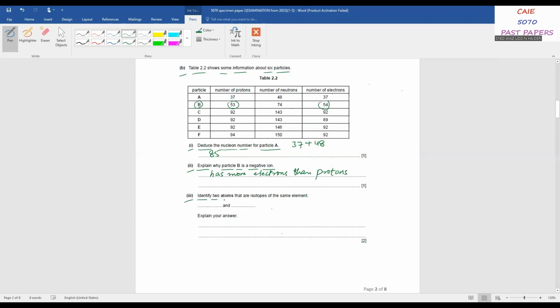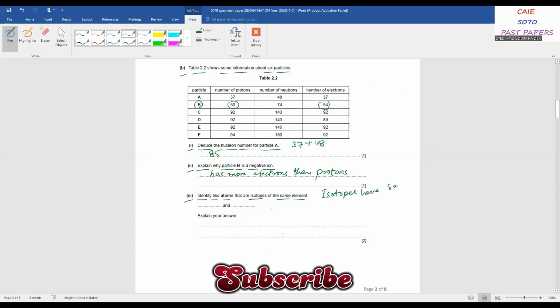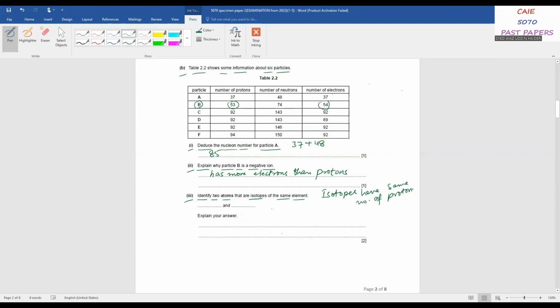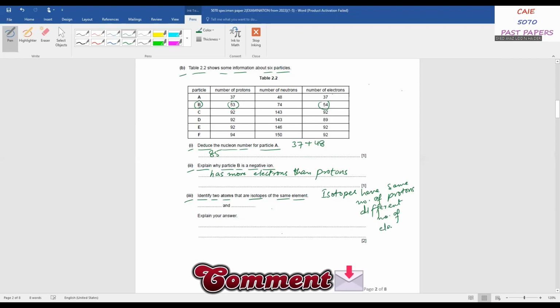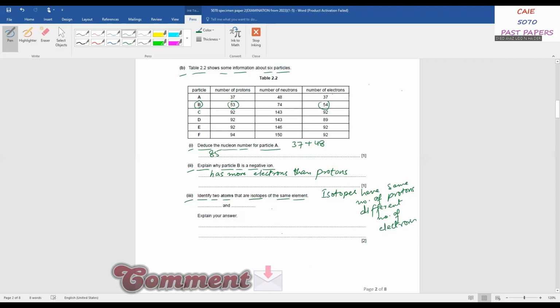Part 3, identify 2 atoms that are isotopes of the same element. You have to find the 2 atoms in this that are isotopes of the same element. What are isotopes? Isotopes have same number of protons, different number of neutrons. So if you look at these atoms, you'll find these having same proton number: C, D, E.